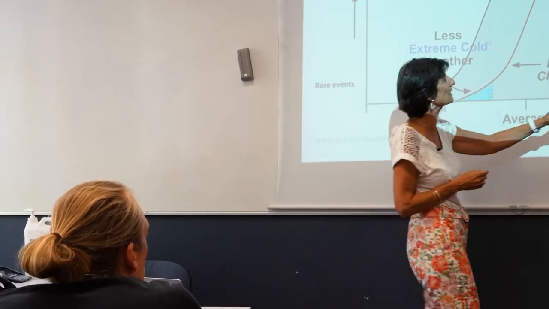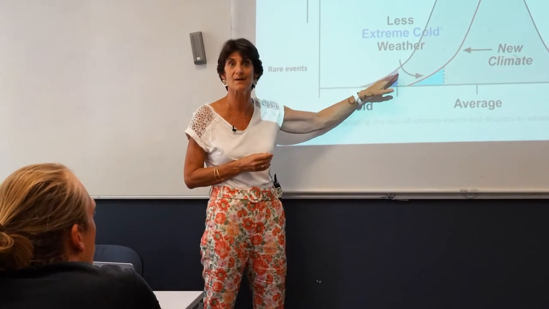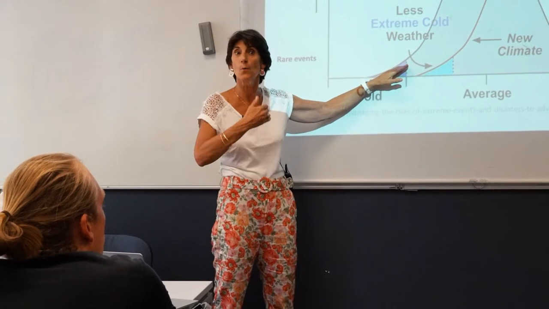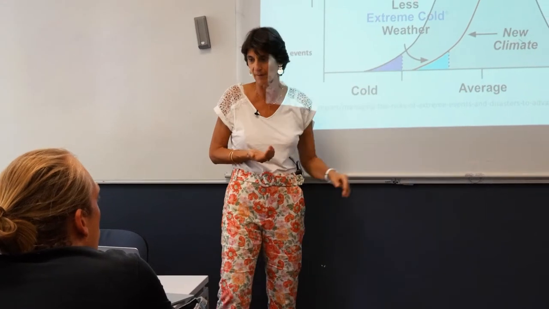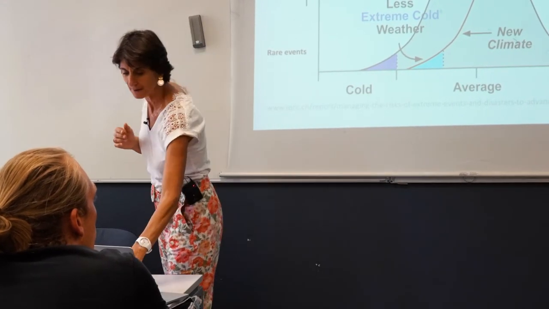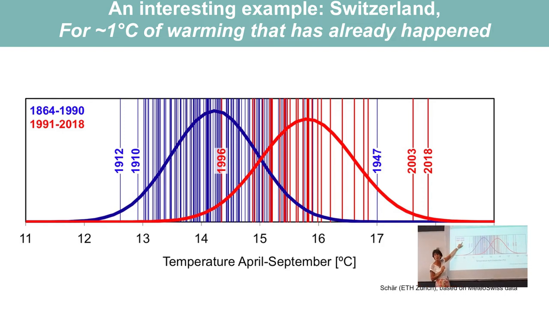So we are facing really extreme hot weather that is new, but we are also losing extreme cold events that we knew. So winters are really much milder, but that's of course an issue for ski resort areas. And if you keep this picture in mind and you look at what happened here in Switzerland, they have projected their temperatures from 1864 to 2018. And if you just take those two time periods, 1864 to 1990 and 1991 to 2018, then you see that in Switzerland they have already shifted their curve to the right-hand side.